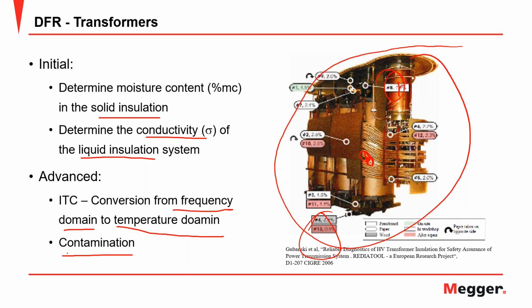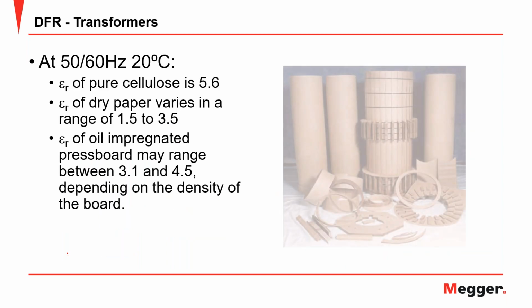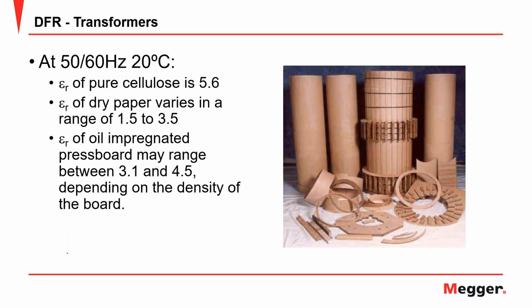Now, if you want to know exactly what's going on with that system, then you go into a third step, which is a definitive test, which is DFR. So again, every material has different characteristics, and we can see here, especially because we're talking about solid insulation, that the relative permittivity of pure cellulose is about 5.6.